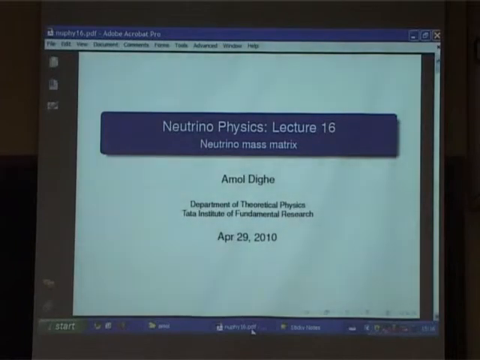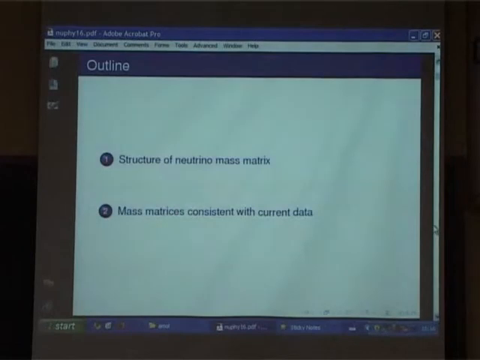So, therefore, the model that we construct should finally give us a mass matrix. And this mass matrix should have certain properties for it to satisfy current data. So that's what we try to do at this stage. As I said some time ago, it's basically manipulation of 3x3 matrices. So we'll talk a bit about the structure of the neutrino mass matrix, this 3x3 mass matrix with e, mu, tau, and then we'll see some mass matrices which are consistent with current data.